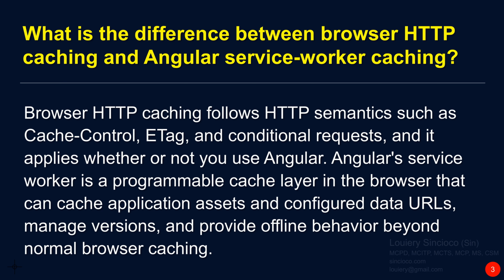What is the difference between browser HTTP caching and Angular Service Worker caching? Browser HTTP caching follows HTTP semantics such as Cache-Control, ETag, and conditional requests, and it applies whether or not you use Angular. Angular's Service Worker is a programmable cache layer in the browser that can cache application assets and configured data URLs, manage versions, and provide offline behavior beyond normal browser caching.